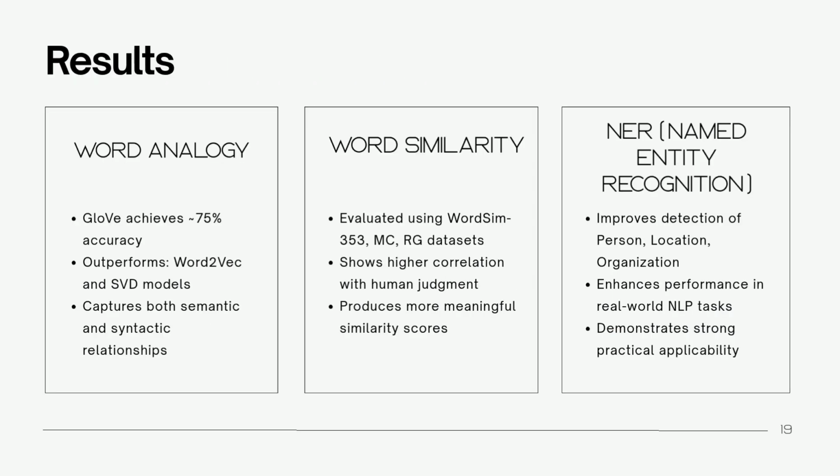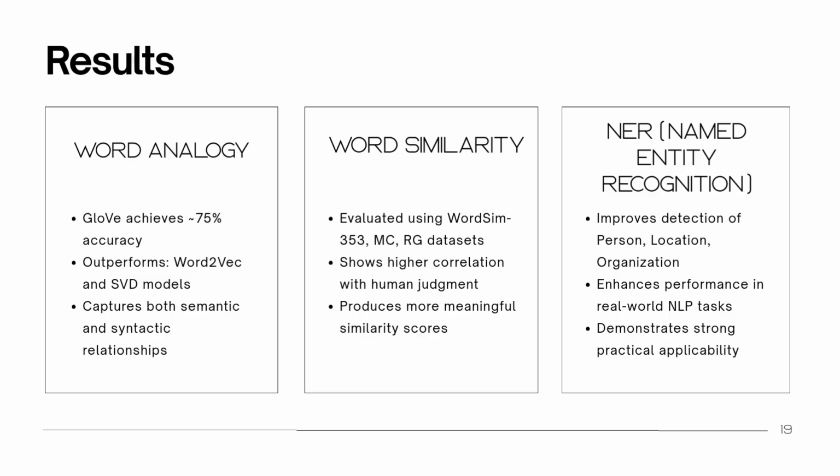When we evaluate a word embedding model like GloVe, we do not just check accuracy in a traditional sense. Instead, we test whether the model actually captures the relationship between words in a way that matches human intuition. That is why the paper evaluates on three important types of tasks: word analogy, word similarity, and named entity recognition. In the word analogy task, GloVe has achieved 75% accuracy. It outperforms models like Word2Vec and SVD, and it captures both semantic and syntactic relationships.